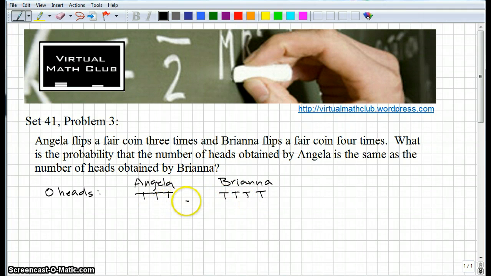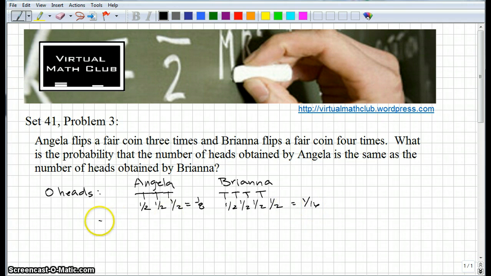So let's take a look at the probability of Angela getting 3 tails. She has a 1 out of 2 chance of getting a tail the first time, 1 out of 2 the second time, and 1 out of 2 the third time. So that gives her a 1/8 chance of getting 3 tails. For Brianna, because she's flipping the coin 4 times, it's 1 out of 2 times 1 out of 2 times 1 out of 2 times 1 out of 2, so it's 1/16. That's the probability that Brianna gets 4 tails.